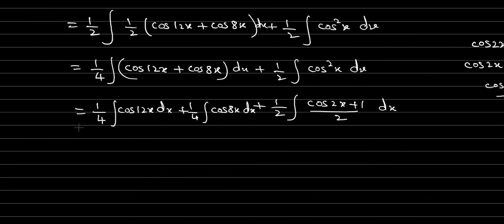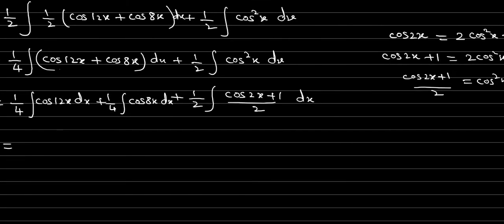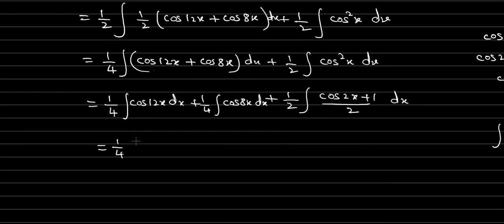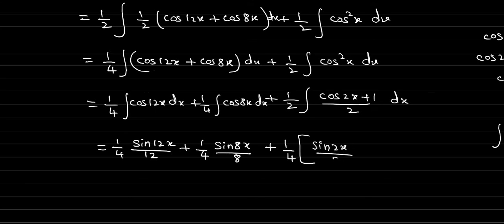Okay, now we will integrate this part. Cos x integration is what? Sin x. So the integral of cos x formula is sin x plus c. So 1 by 4 cos 12x integration is sin 12x, and the coefficient of x we need to carry as a denominator. And the same here, cos 8x integration is sin 8x, with the coefficient of x as a denominator. Next, plus, this 2 we can carry outside. So 1 by 4, cos 2x integration is what? Sin 2x, with the coefficient of x as a denominator. Next, integral 1. Integral 1 is x itself.